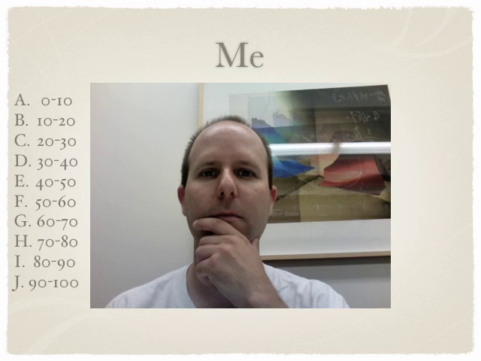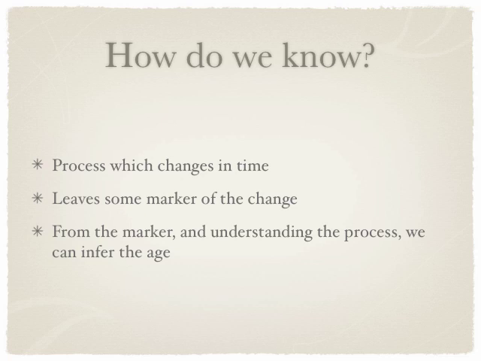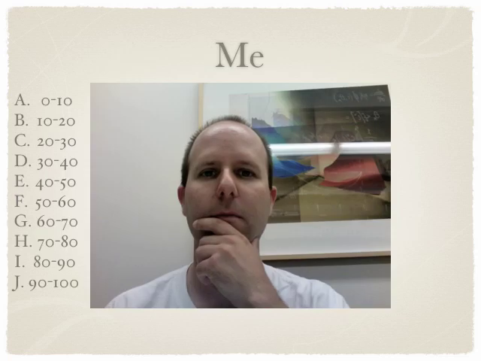So, what do we need? What we need is a process which changes in time and leaves some marker of the change. And from the marker and the understanding of the process, we can infer age. So if we go back to me, the processes that change with time are things like the growth and development of a human body, things like size and facial features, wrinkles, gray hairs, and so on. These are things that leave their mark and they change in time, and you're able to then estimate the age of a human based on these processes.